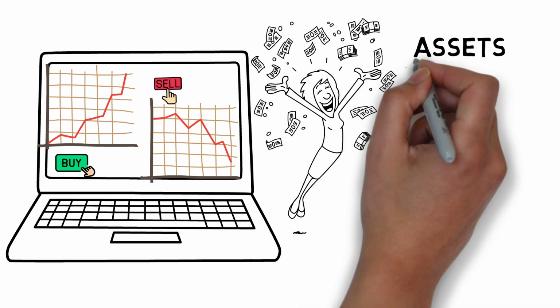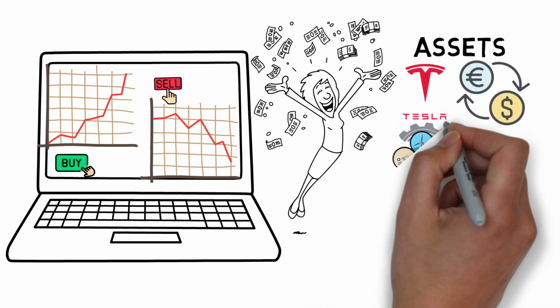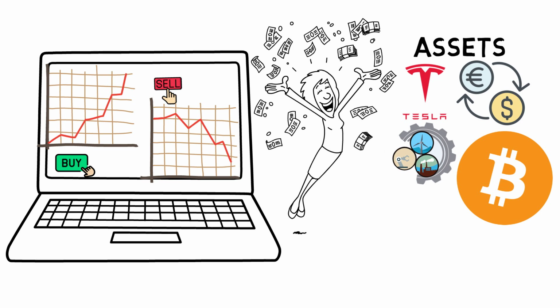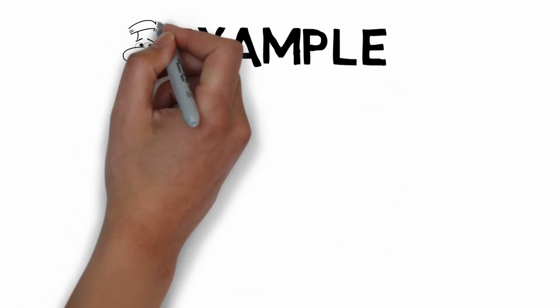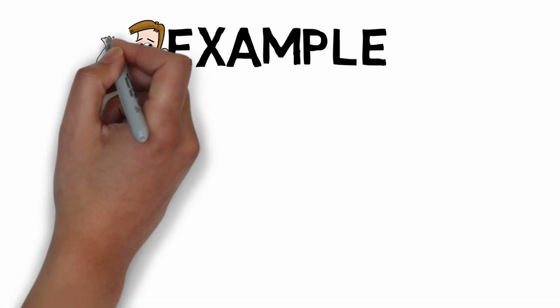These assets can include stocks, currencies, commodities, or cryptocurrencies. Essentially, it's an exchange of products for money. Let's illustrate the purpose of this activity with an example. Meet Pedrito, who decides to enter the market with a capital of $10,000.